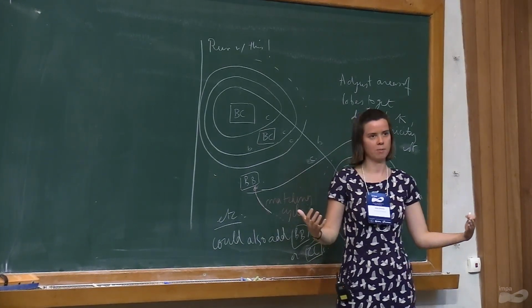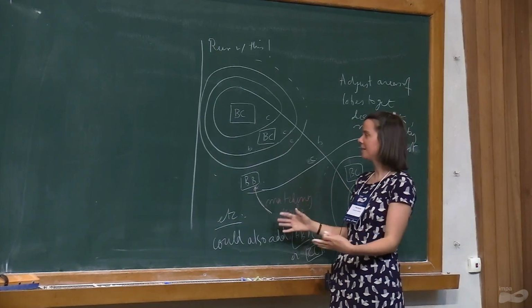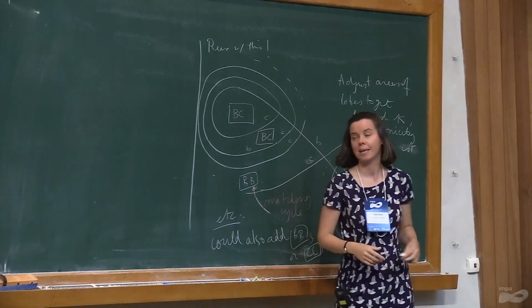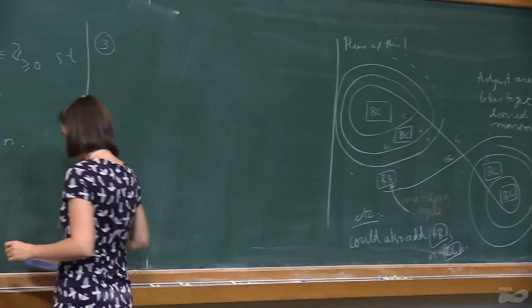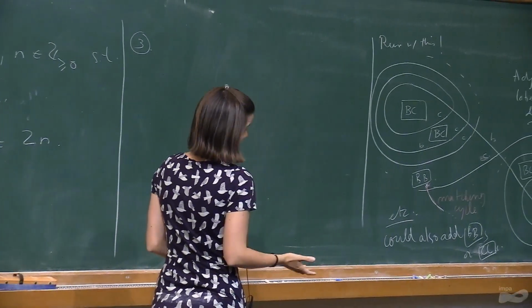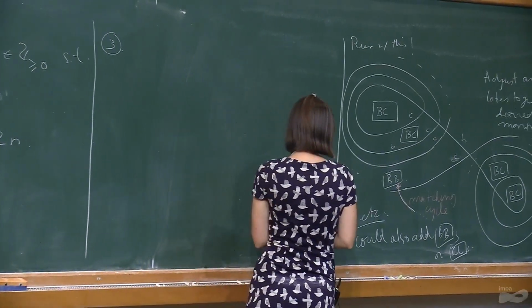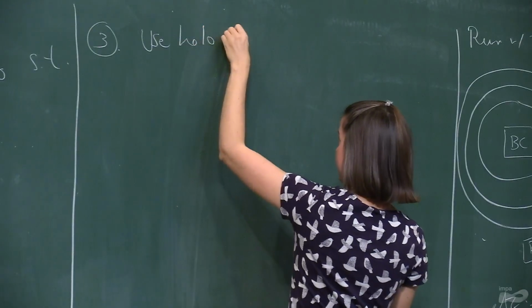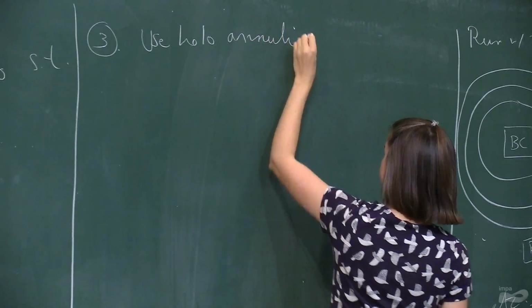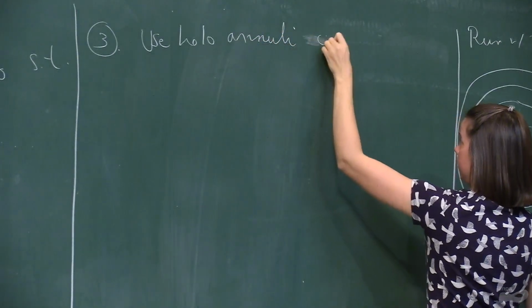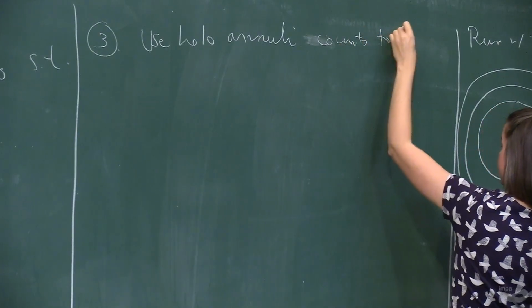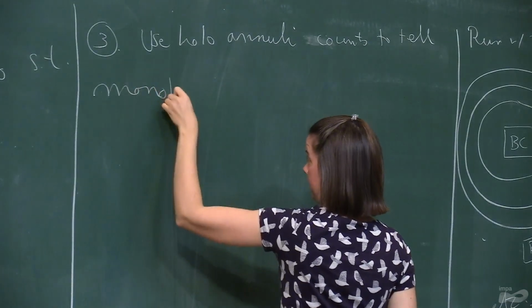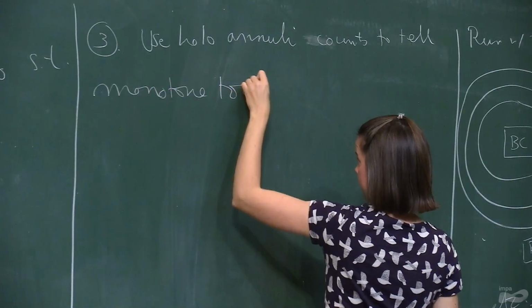In particular, you might be like, well, what if all of these tori are secretly the same because there's clearly tons of spheres in this picture, maybe you can just do a bunch of Dehn twists. Well, in fact, that's not possible because you can use holomorphic annuli counts to tell monotone tori apart.